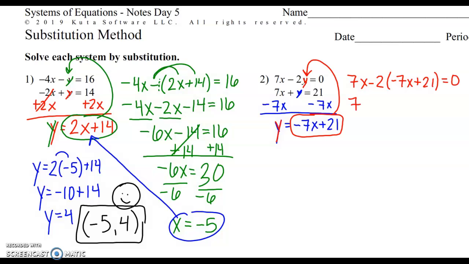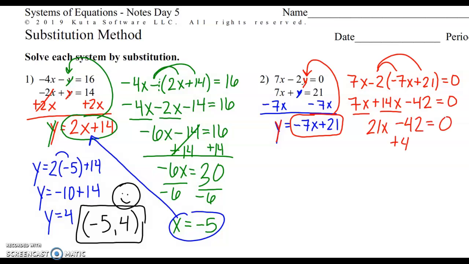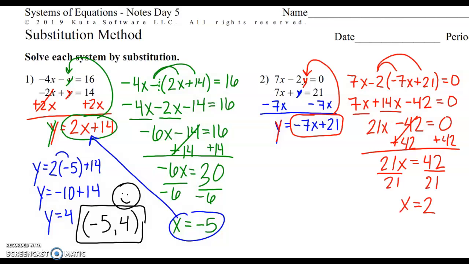We distribute. Negative 2 times negative 7x is positive 14x. Negative 2 times 21 is negative 42, still equal to 0. So then when we combine like terms, 7x and 14x is 21x. Still minus 42 equals 0. To move a minus 42, we would add 42. So 21x equals 42. And 42 divided by 21 is 2.